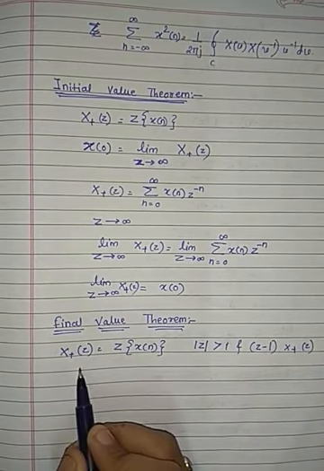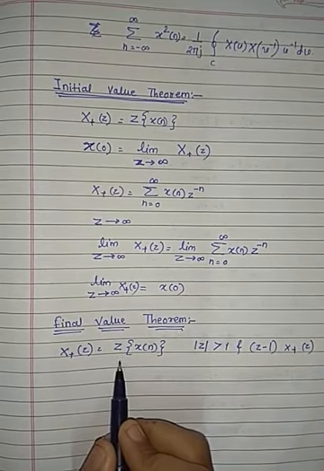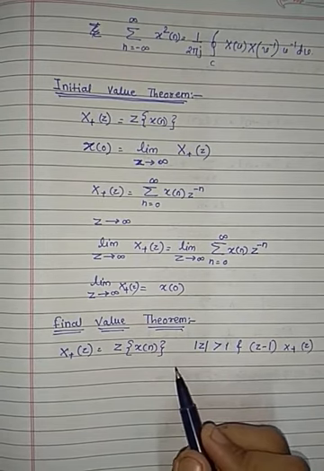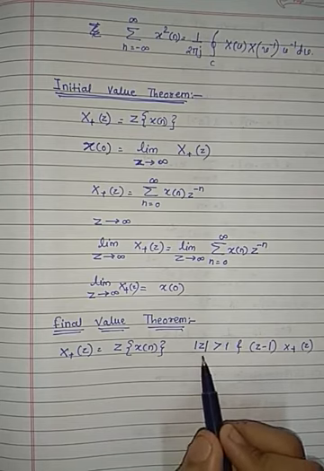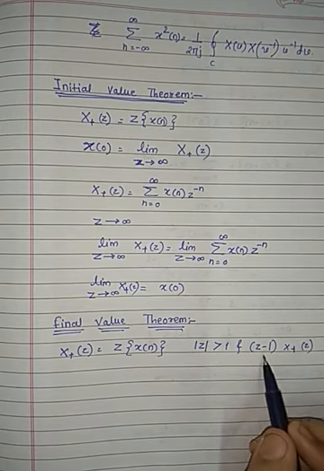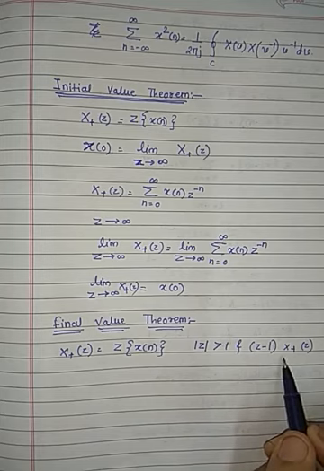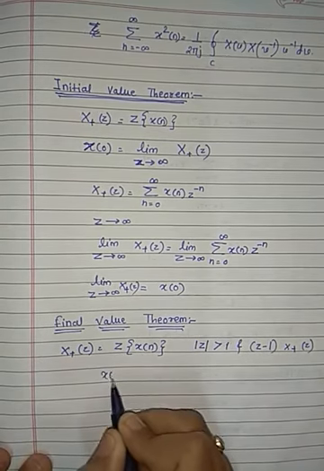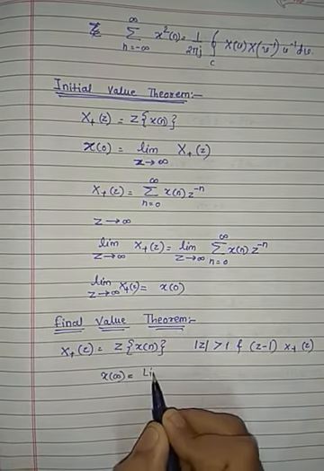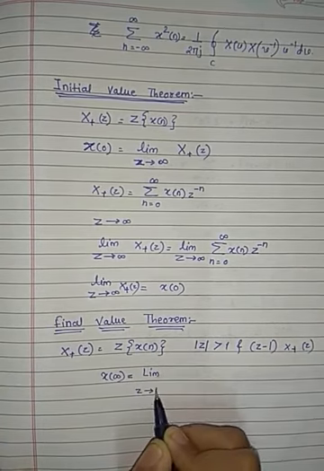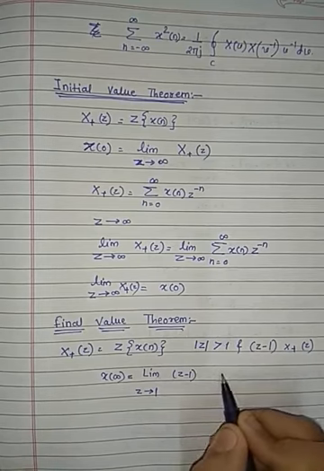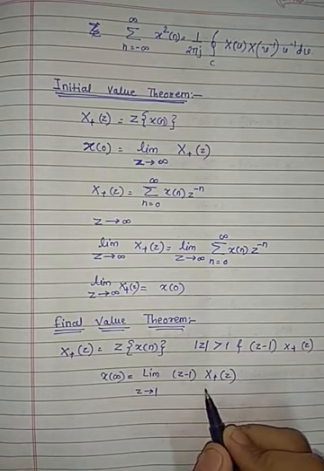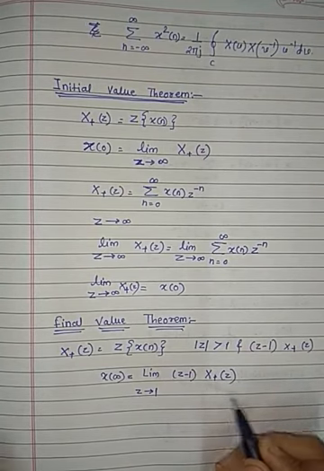Okay, if X plus of z is the z transform of x of n, where the ROC for X plus of z includes, but is not necessarily confined to, modulus of z greater than 1, and (z minus 1) X plus of z has no poles on or outside the unit circle, then we can say that x of infinity is equivalent to the limit as z tends to 1 of (z minus 1) into X plus of z. Okay, so what is this X plus of z? It is the one-sided transform. Now how to prove this?